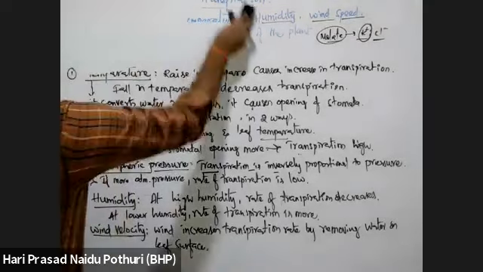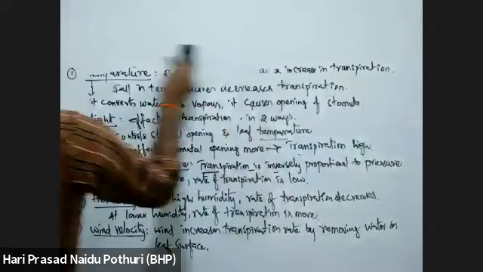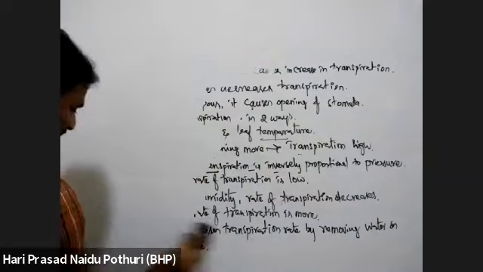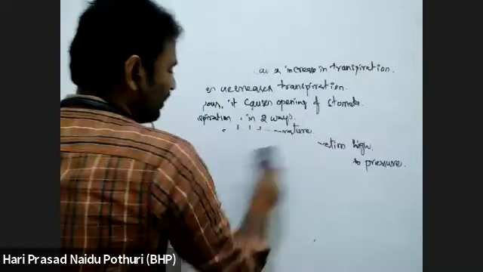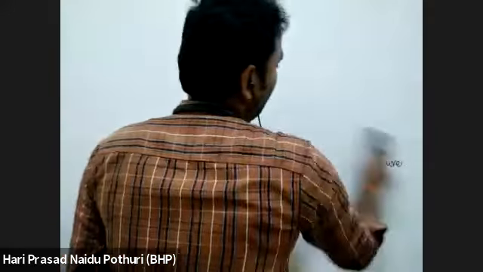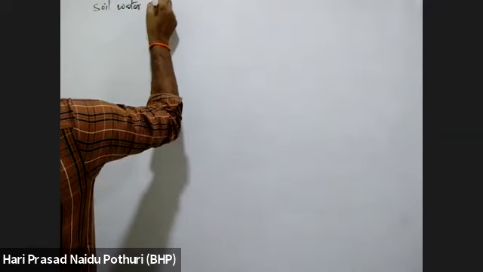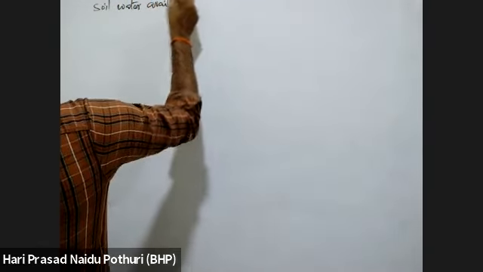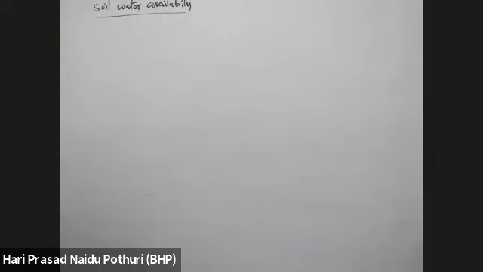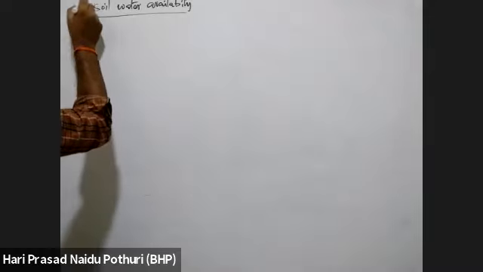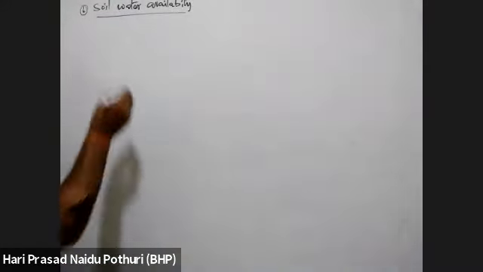Next factor that can control the rate of transpiration. If you see availability of water in soil, how it decreases, how it controls transpiration rate. If soil has more water, soil water availability is the next factor. I think sixth one, right? 1, 2, 3, 4, 5. Yeah, sixth factor, I think so. Soil water availability.